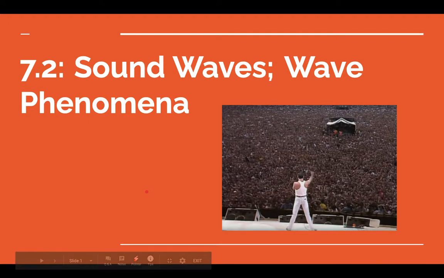We are going to be looking at sound waves. So building off of what we looked at in 7.1 to look at specific types of waves, in this case sound waves, and also looking at the properties of waves and how we can explain wave phenomena in terms of the properties of waves, such as wavelength, frequency, and amplitude.